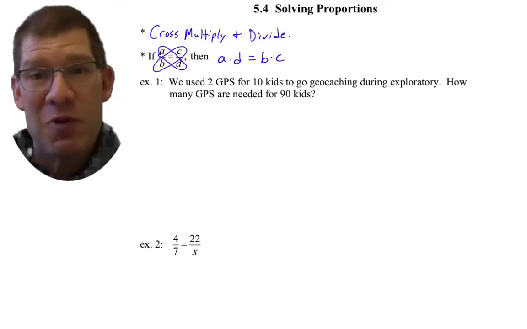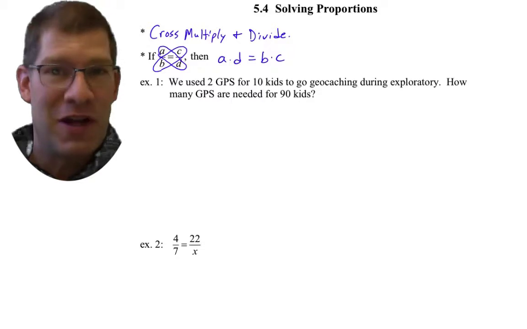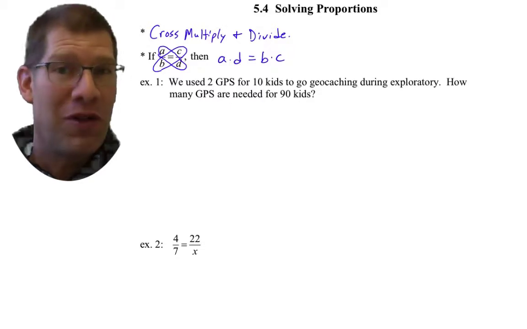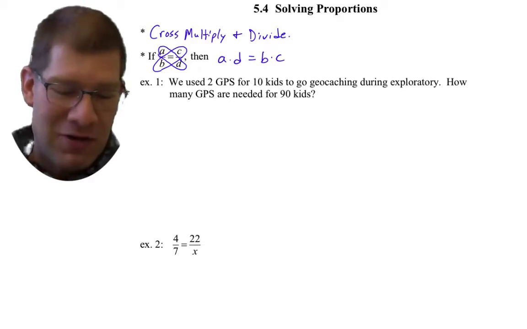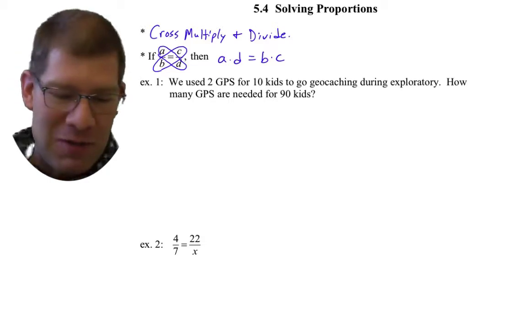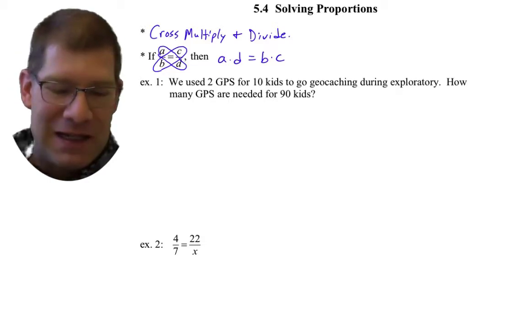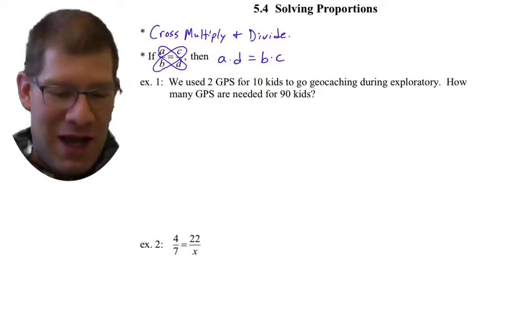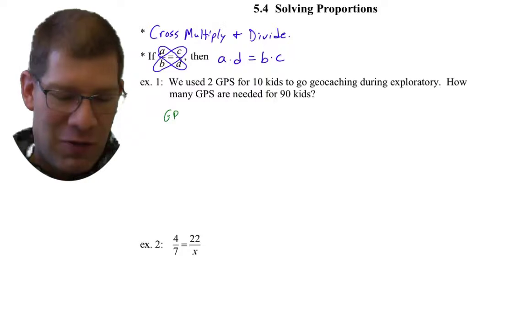So we're going to be making proportions in here and then solving them. The key is remembering what's in the numerator has to be that for both objects, like what it stands for. So I'm going to say this here. We use 2 GPS receivers for 10 kids to go geocaching during exploratory. How many GPS are needed for 90 kids? So we have two objects there. We have GPS receivers and kids. And it only takes a second, so I'm going to quickly do GPS over kids.